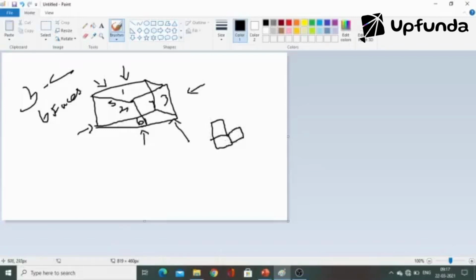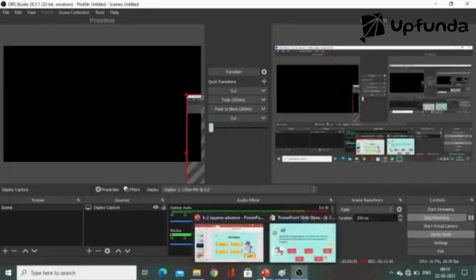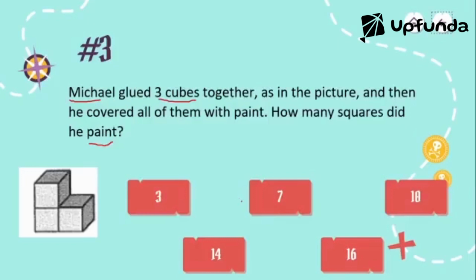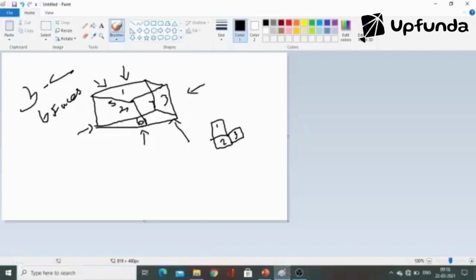Okay, this is the first cube, this is the second cube, this is the third cube. So he used 3 cubes like this in an L shape. So one cube has 6 faces. He covered the 6th face of this cube using another cube. Do you understand? He used a second cube.